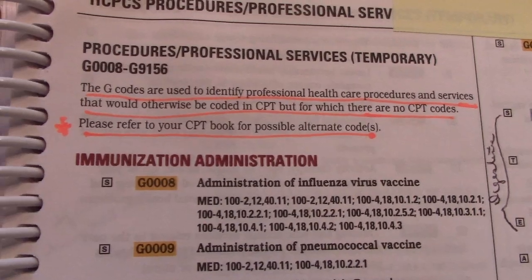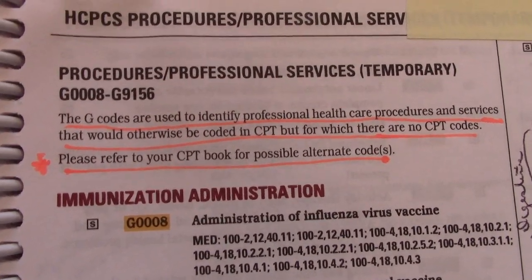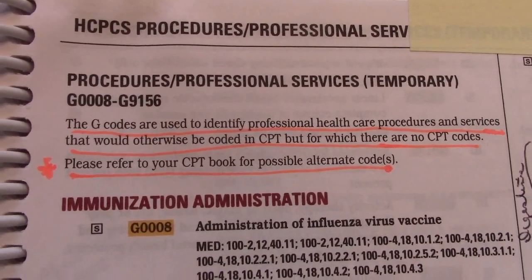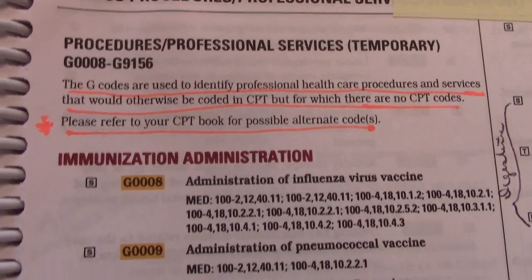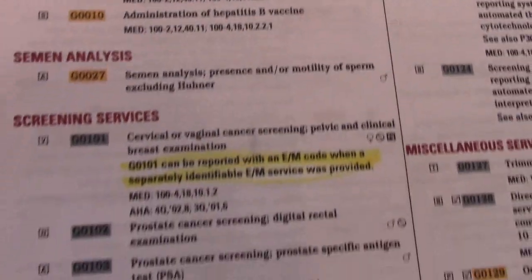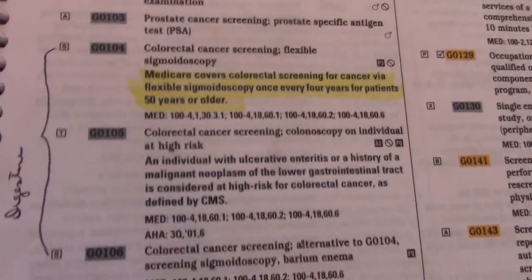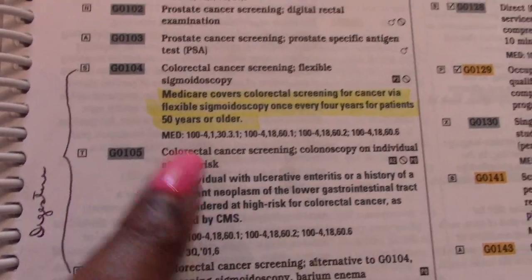But I've got an asterisk. Please refer to your CPT book for possible alternate codes. So if there is a code in the CPT book, use that code first. But there are some that just aren't. You're told by certain Medicare to use a G code.